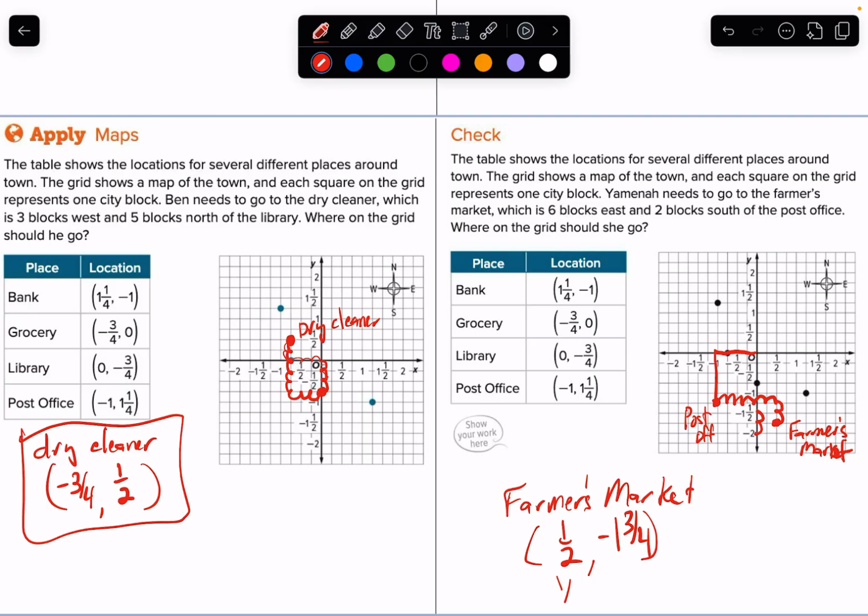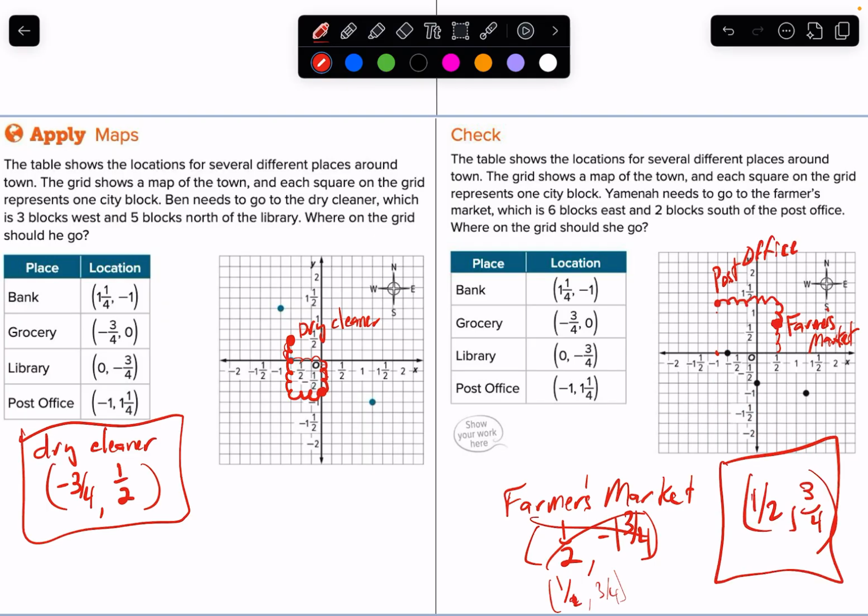So we're still at a half. So that was wrong. So we're still at a half. And then how far up are we? That's a quarter, that's a half, that's 3/4. So that's the farmer's market. Aha, 3/4. So it's okay to get an answer wrong. That's why we get it wrong in our practice, so that we can learn from our mistakes, pay more attention.